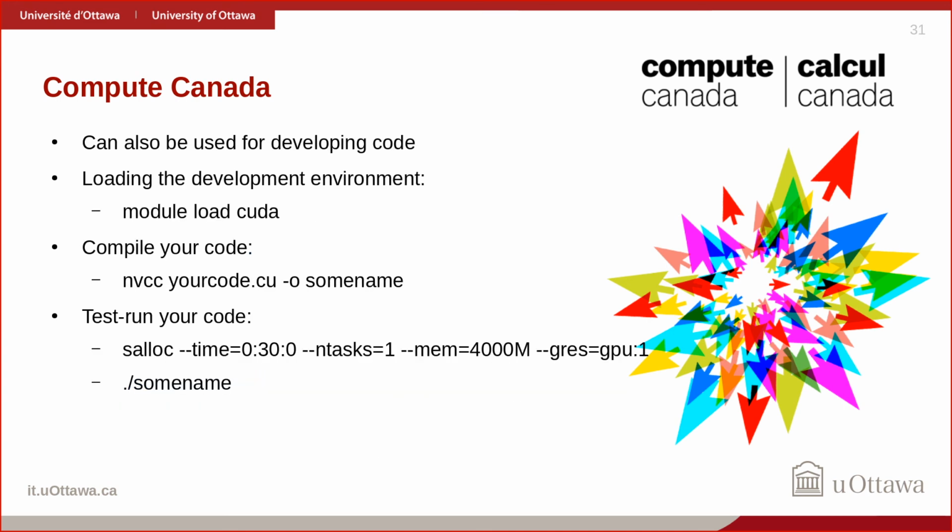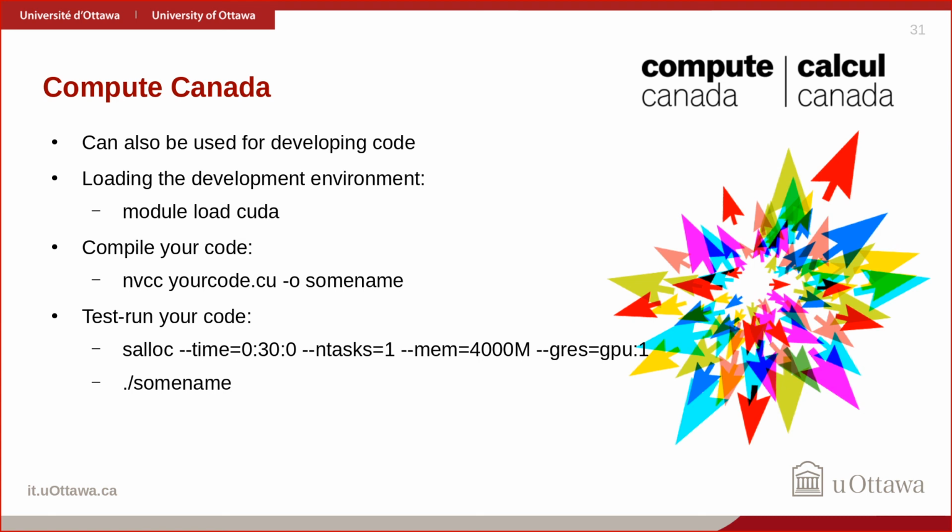And Compute Canada is also nice because it can be used for developing code. Because like I mentioned in the beginning, for developing CUDA, you need a GPU. So if you don't have an NVIDIA GPU on your computer, you can log into Compute Canada and you can develop your code there. And the only thing you need to do is you log in, you type module load cuda, and then the compiler is available to you. So you can compile your code with NVCC, like I mentioned before.